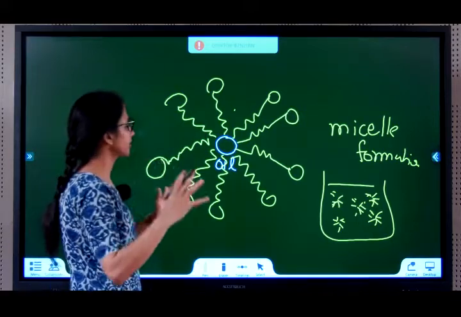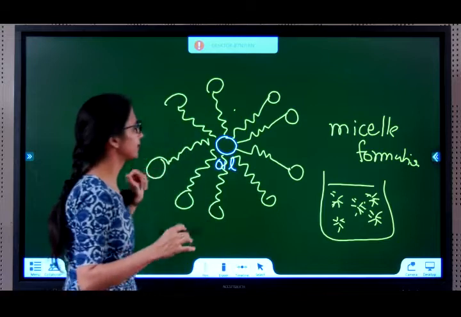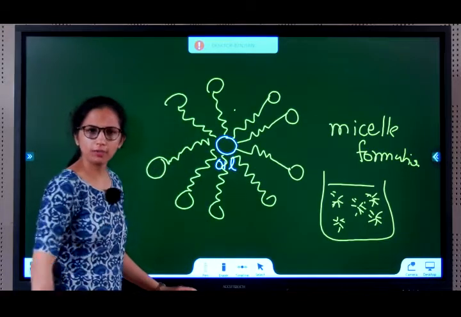So now we've formed the micelle, we know where the oil particle is. Now how do we remove the oil from the clothes?